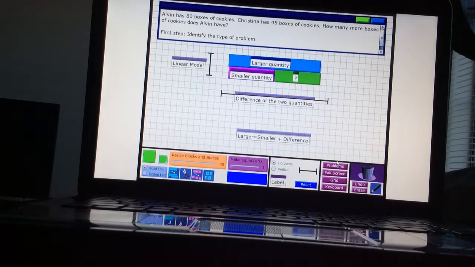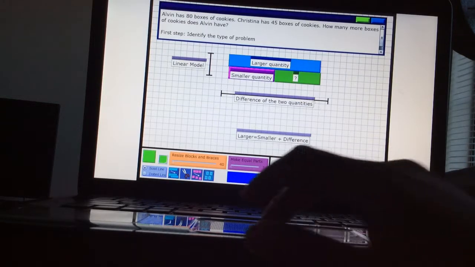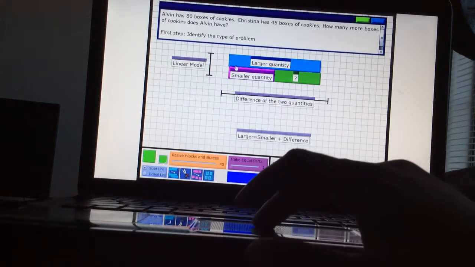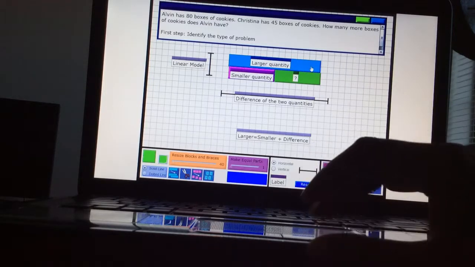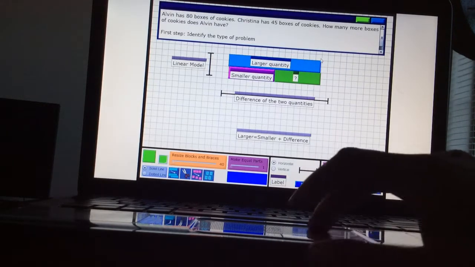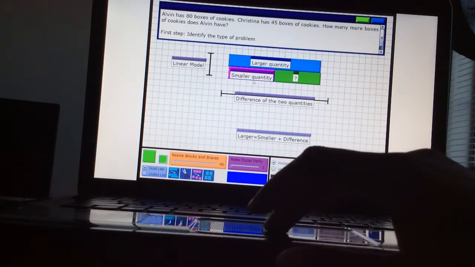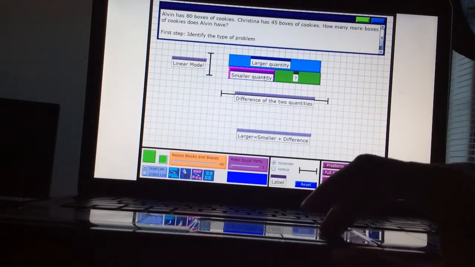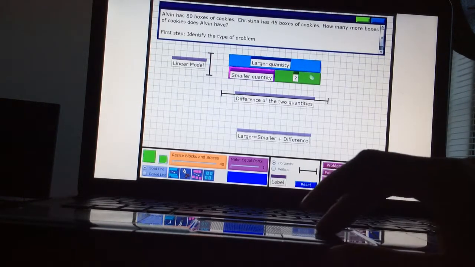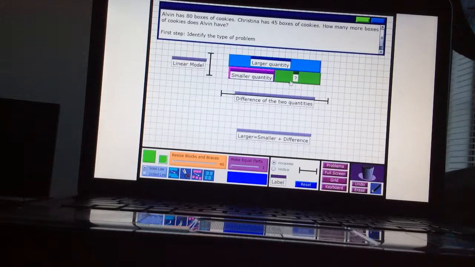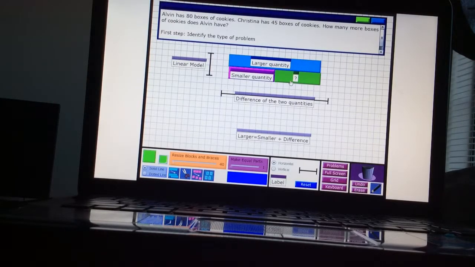So to solve this problem, the first thing we need to do is find our larger quantity. As you can see here on this strip diagram, we have it labeled. The longest part of the strip diagram is the larger quantity, and the smaller part of the strip diagram here is the smaller quantity. And as you can see, we have no clue what that is right now, so we have a question mark there.